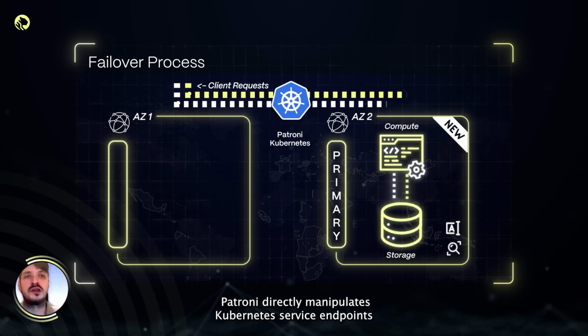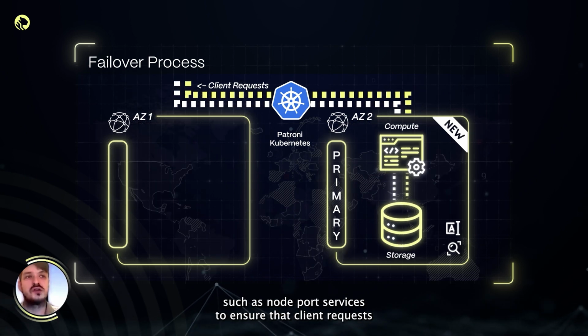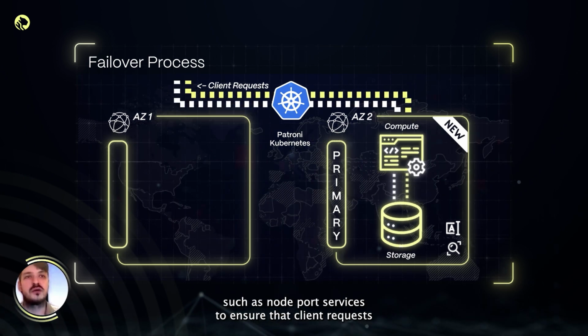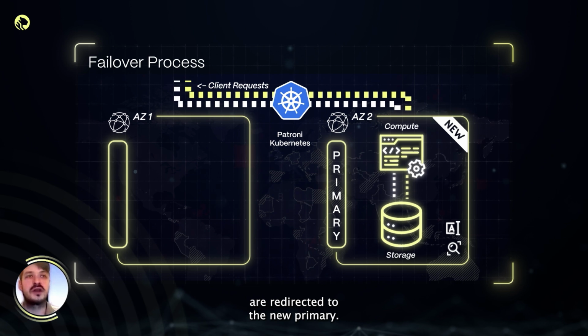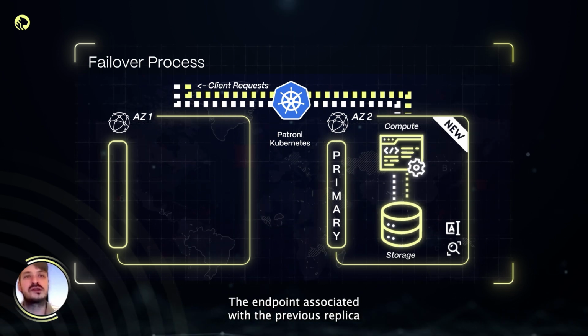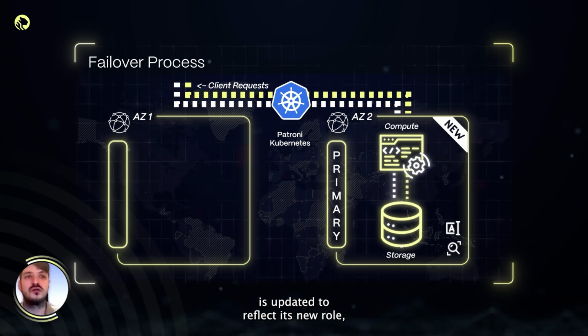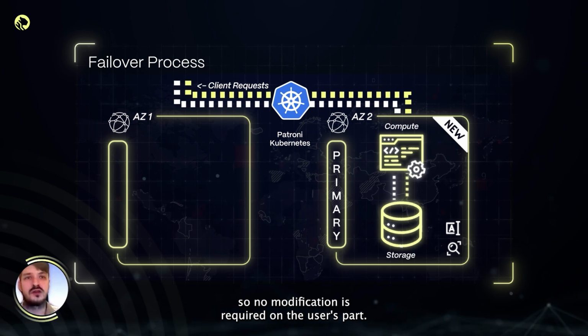Patroni directly manipulates Kubernetes service endpoints, such as node port services, to ensure that client requests are redirected to the new primary. The endpoint associated with the previous replica is updated to reflect its new role, so no modification is required on the user's part.